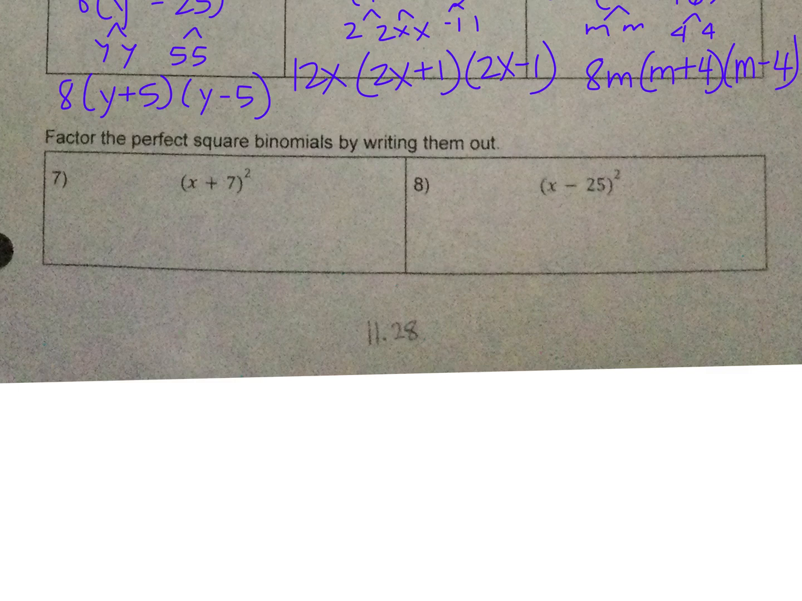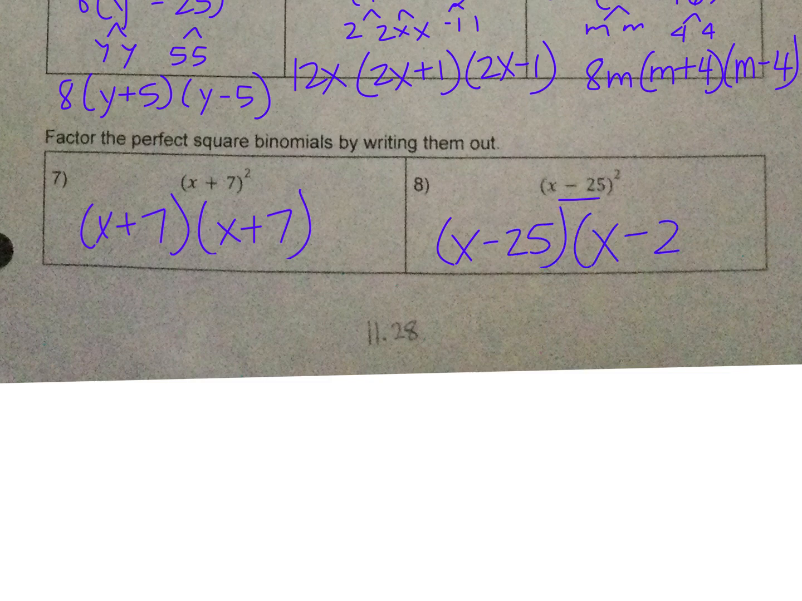All right, what do we do if it tells you to factor the perfect square? Well, that's super easy. X plus 7 squared, I just write x plus 7, x plus 7. Done. Factor this one: x minus 25 squared, x minus 25, x minus 25. Those are super easy because the squared is on the outside.